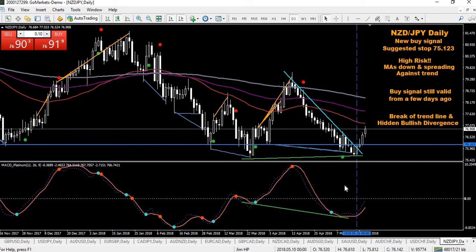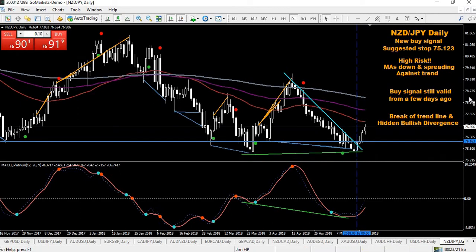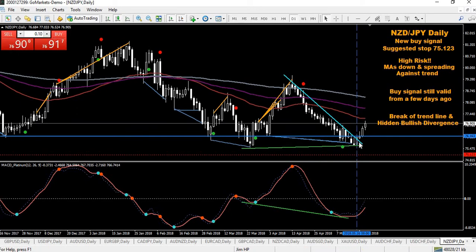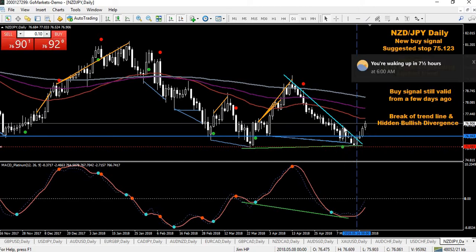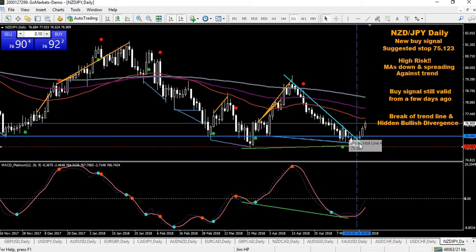New Zealand Japanese yen. This one I didn't take a trade in. I called it. I nominated a stop level, which is here, which I would now be moving up to there. So this is one I did call. It was nice. I didn't get the original entry. I missed that one too. I'm on a roll, aren't I?